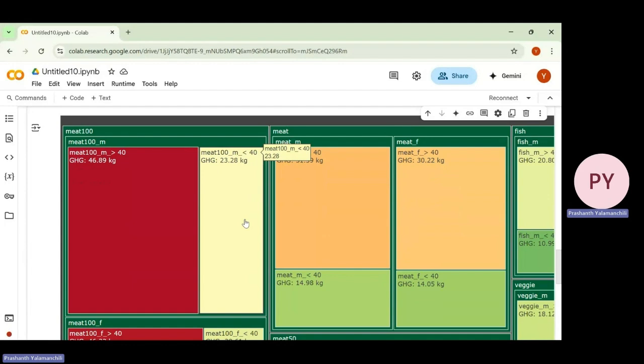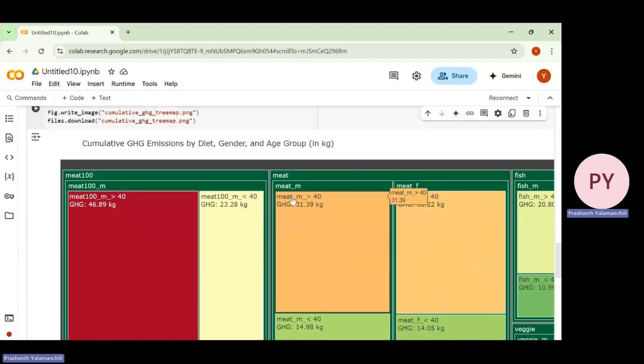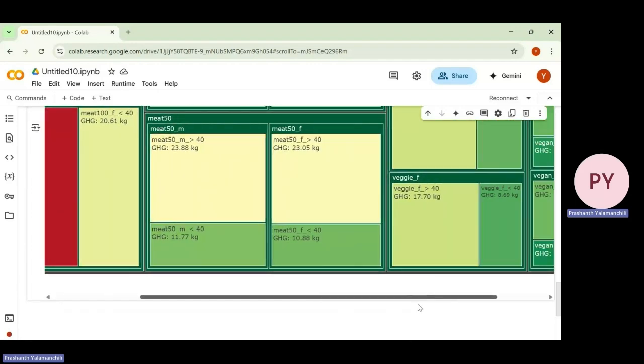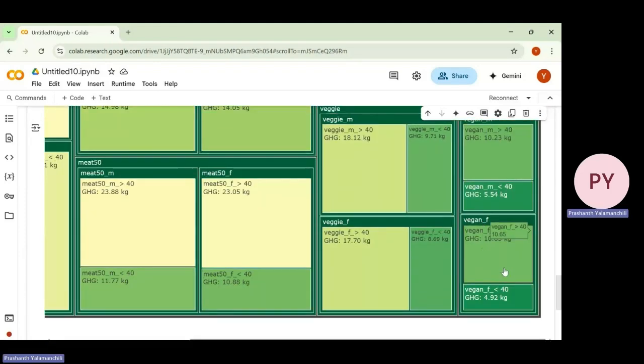The position of the rectangles is also representative: the top left rectangles have higher emissions, decreasing in size as you move towards the bottom right. So if you observe here, meat 100 has emitted higher greenhouse gas emissions. The male category who are older than 40 years have emitted 46.89 kgs, while females have emitted 46.33 kgs, followed by meat 50, and then by fish and vegetarians, and then vegan. The lowest emissions are by vegans who are younger than 40 years in the female category, by just 4.92 kgs.